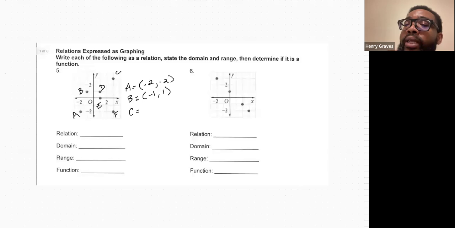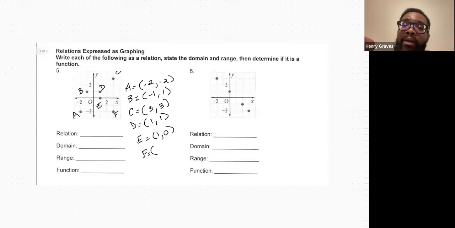D is going to be 1, 1. And E is going to be 1, 0. And F is going to be 3, -2. So I already know what my domain is going to be, right?